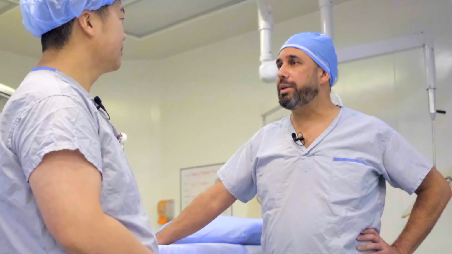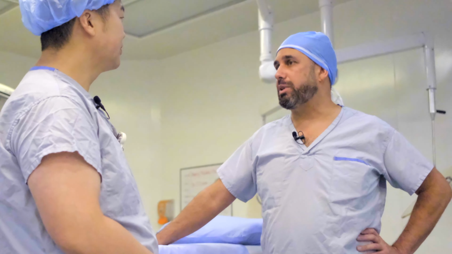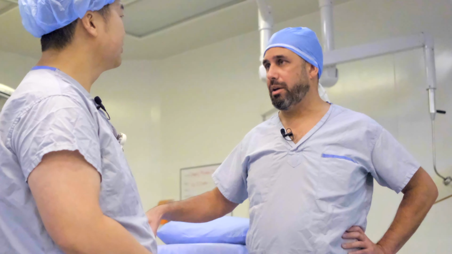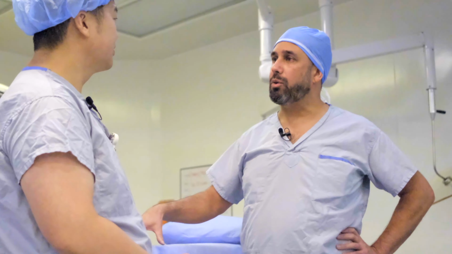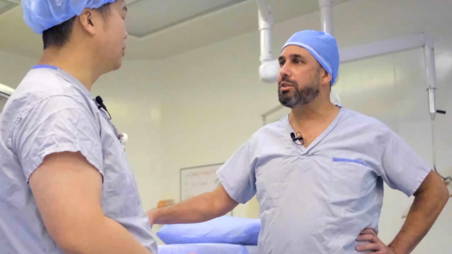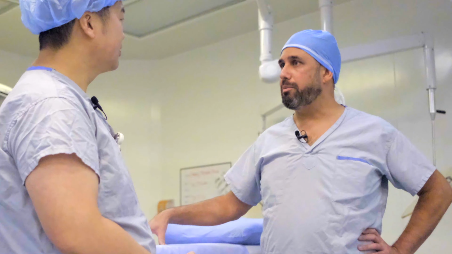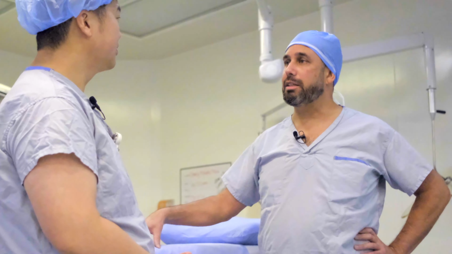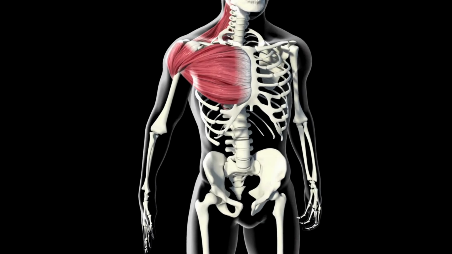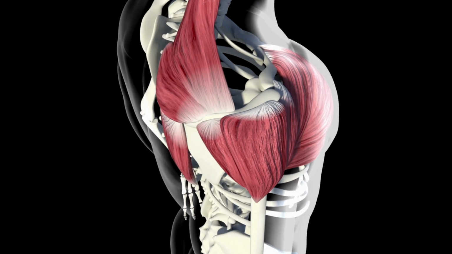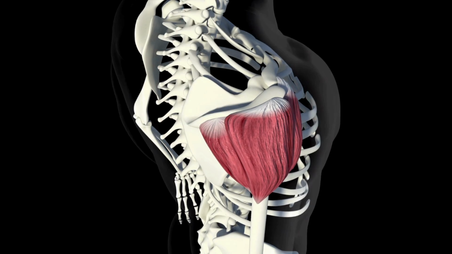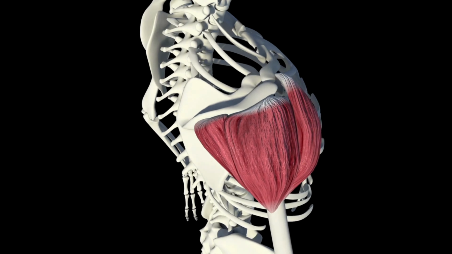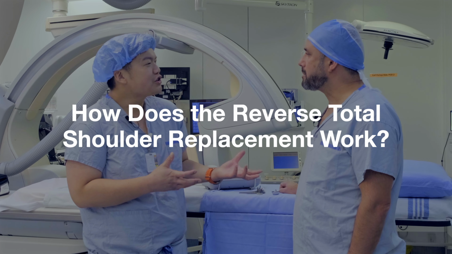Now, reverse shoulder replacement can help with the pain by eliminating arthritis on both the ball and the socket side of the shoulders, so that gets rid of pain. And then the second thing that it does is changes the mechanics of the shoulder, and it helps to rebalance some of those unbalanced muscle tendon groups to restore function. So can you tell me more about the reverse and how that works?